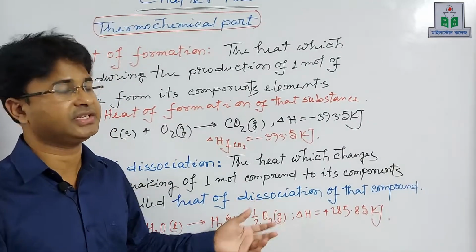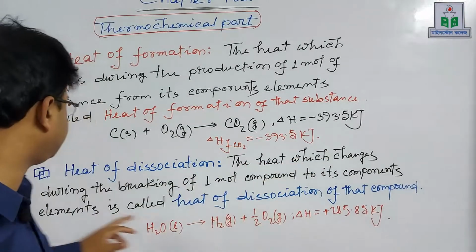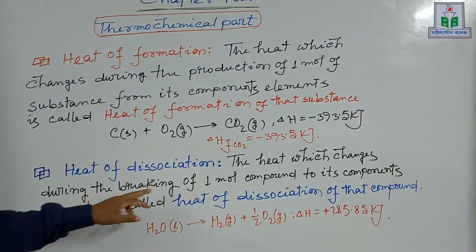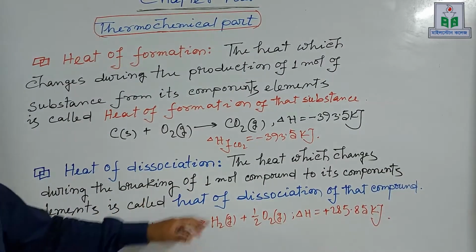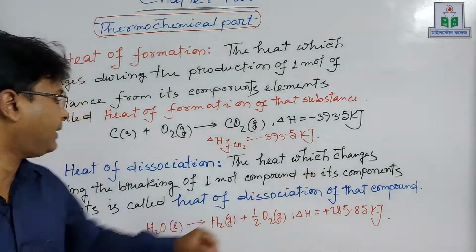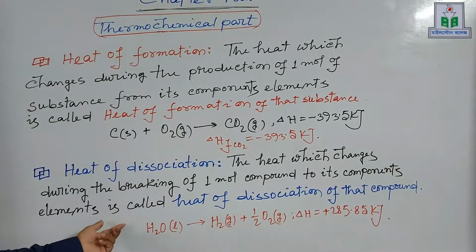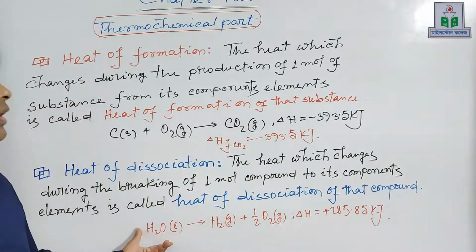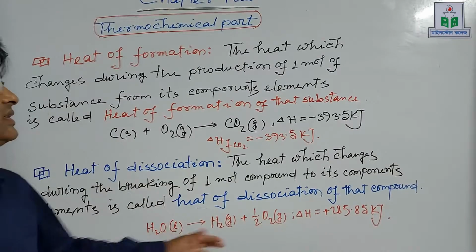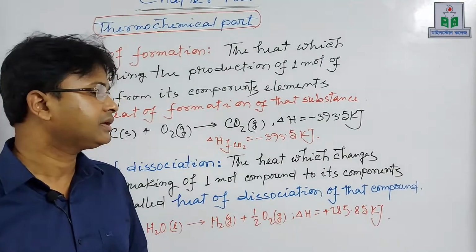So what will be the definition? The heat which changes during the breaking of 1 mole of compound, here I have used 1 mole of water, to its component elements, I mean to hydrogen and oxygen, is called heat of dissociation of that compound. I mean heat of dissociation of water is plus 285.85 kilojoule.